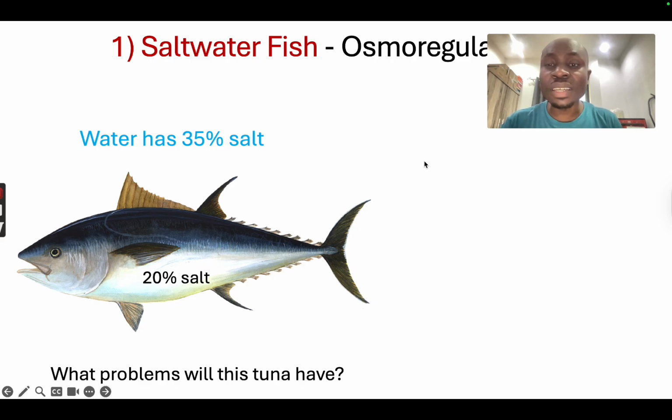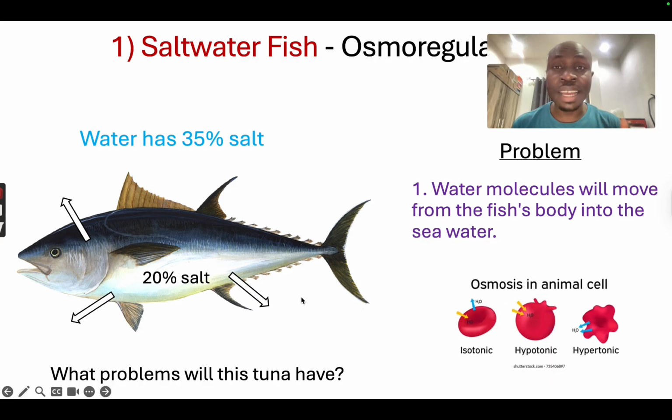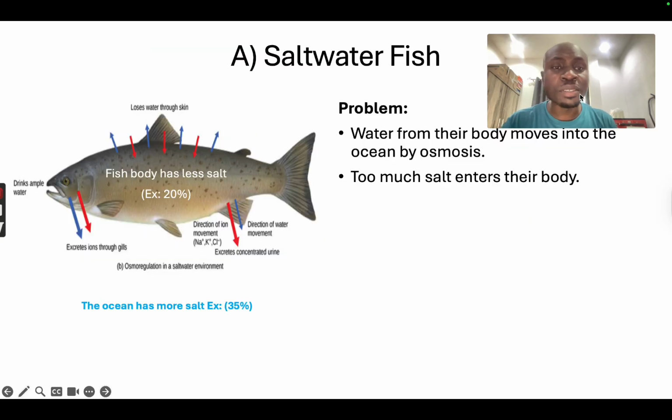Let's say the water around this tuna has 35% salt and the body of the tuna has 20% salt. There is more salt in the water than in the body of the tuna. So again, what problem will this tuna have? This tuna is going to have water from the body moving out by osmosis, and the tuna can die if it doesn't control how much water is going out. So this is a big problem. But how does the tuna solve this problem?